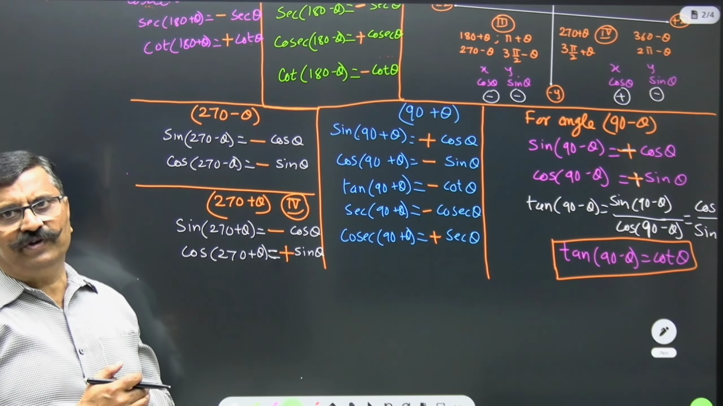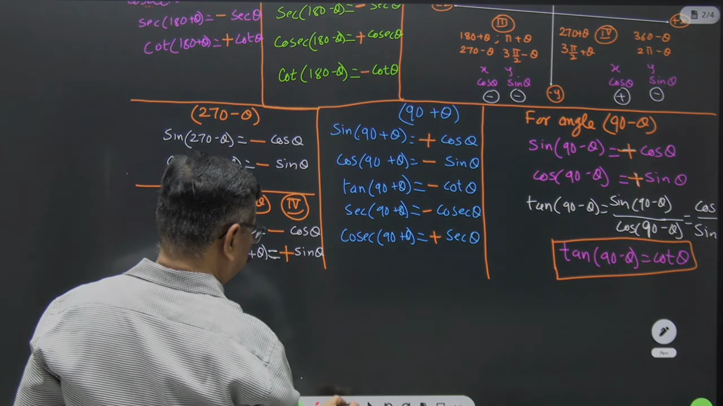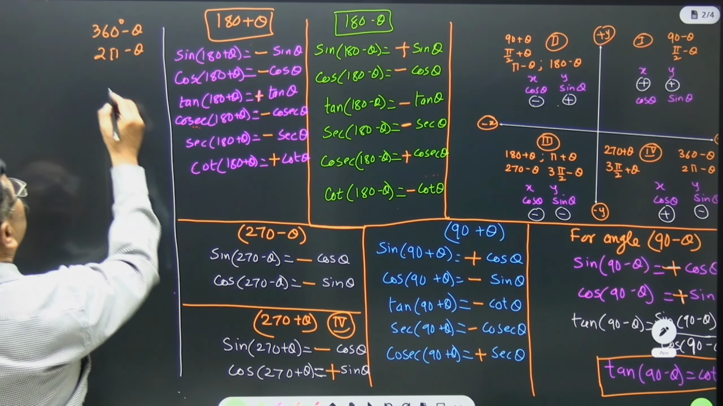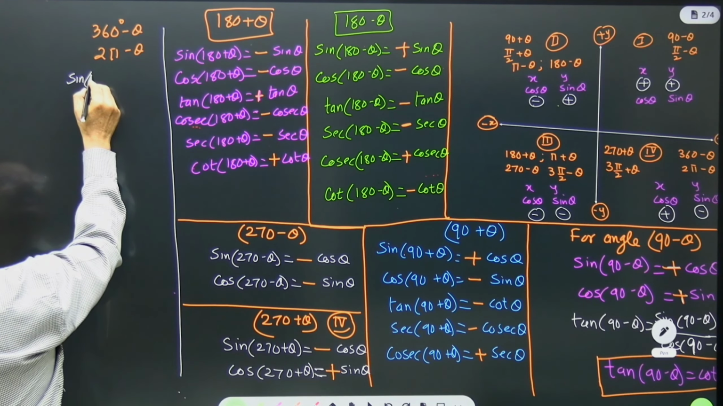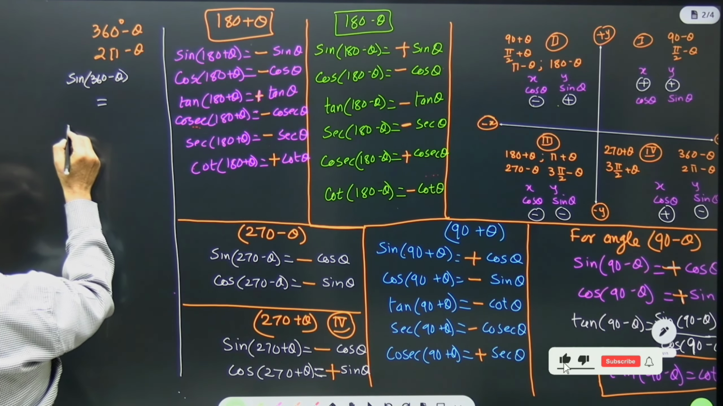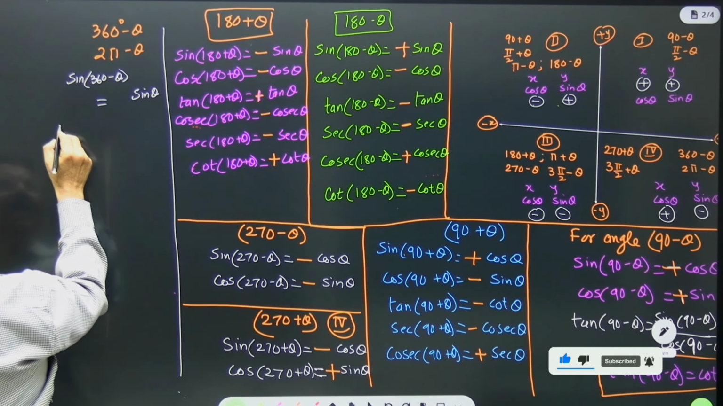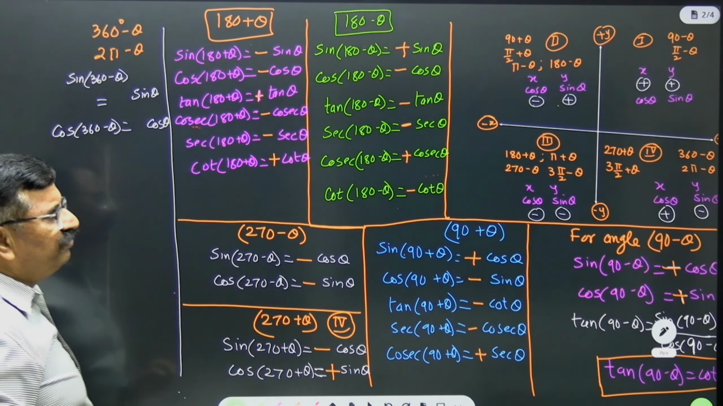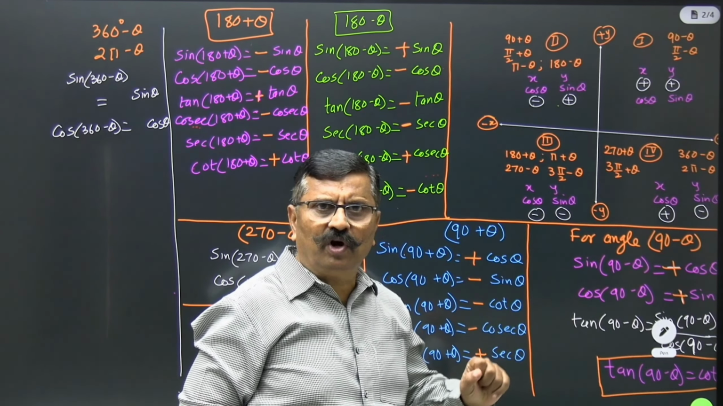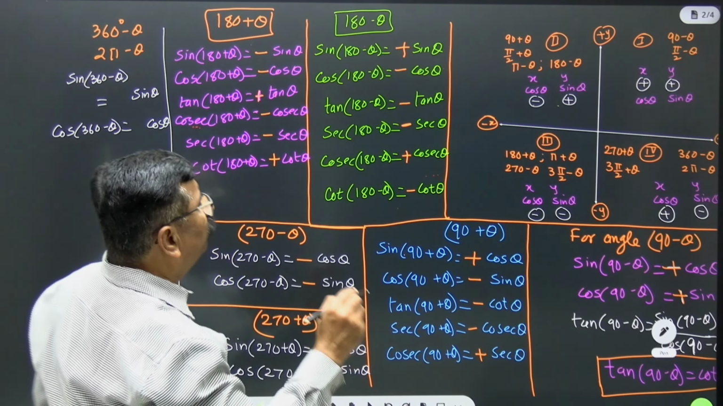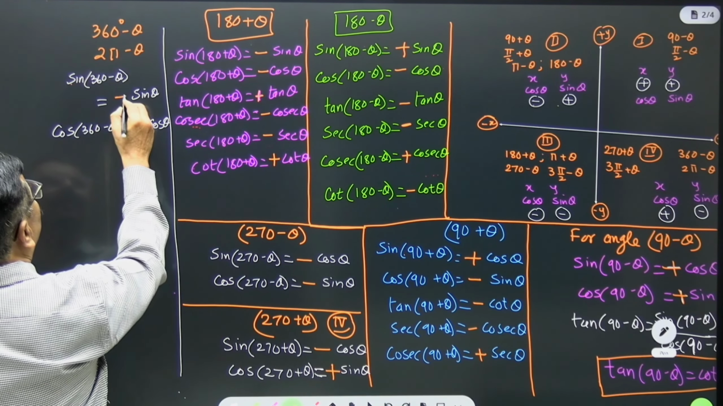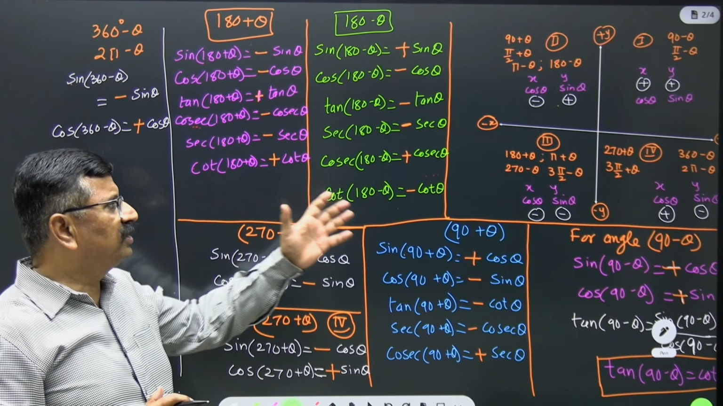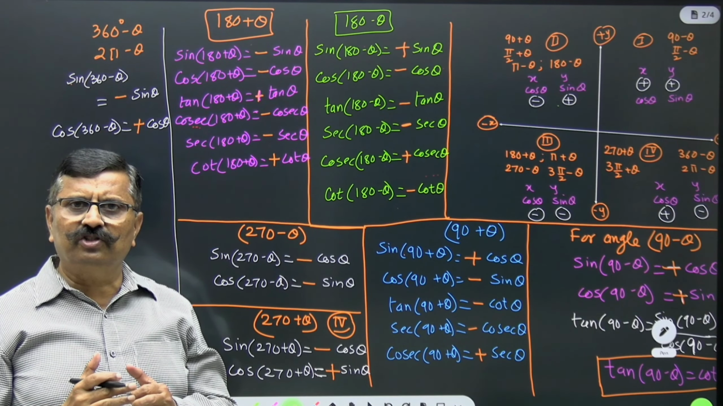Then similarly, what are the trigonometric functions for the angle 2 pi minus theta? It's very simple. So therefore, this is sine 360 minus theta, now sine remains as sine theta, and cos 360 minus theta, cos remains as cos theta. But as we know, this 360 minus theta is in the fourth quadrant, and in the fourth quadrant cos is positive but sine is negative. Therefore, this sine will become minus and the cos will become plus. So these are the trigonometric functions of these allied angles. Hope all of you understood these trigonometric functions of various allied angles.